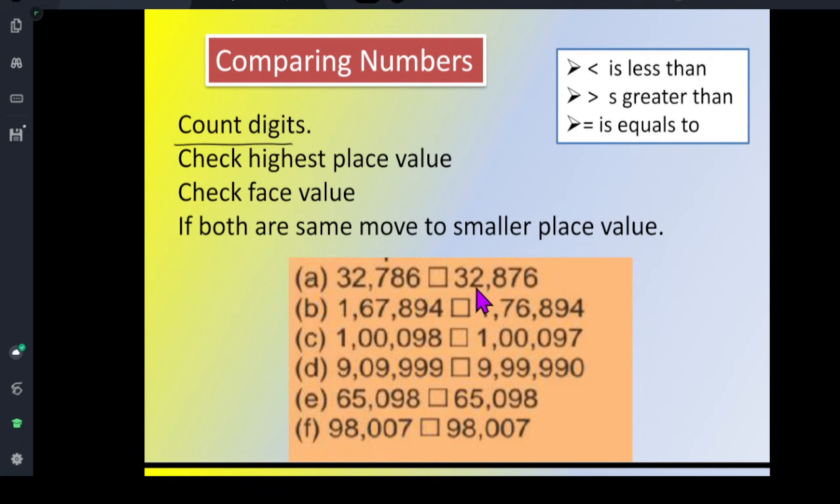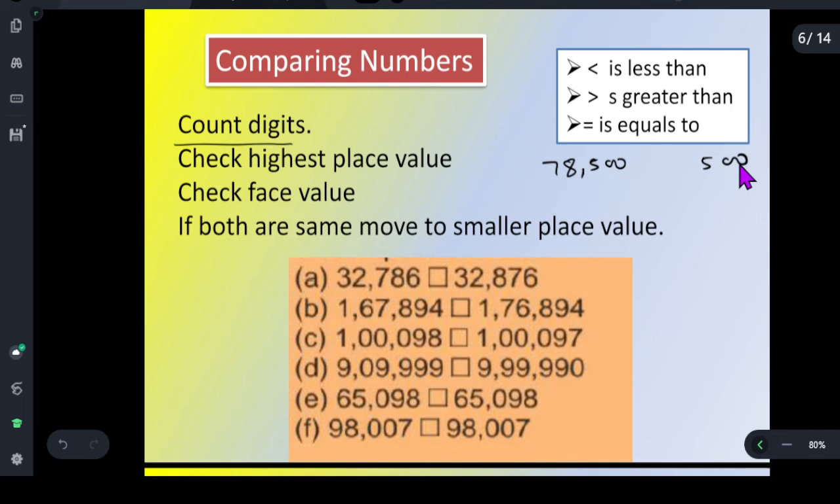Suppose I have given here two numbers: 78,500, and here I will simply give you 500. So what will you do? You have to count the digits: 1, 2, 3. There are three digits. And 1, 2, 3, 4, 5. There are five digits. So you can say which is the greatest number. This one is the greatest number. Why? Because it has a 10,000 place.